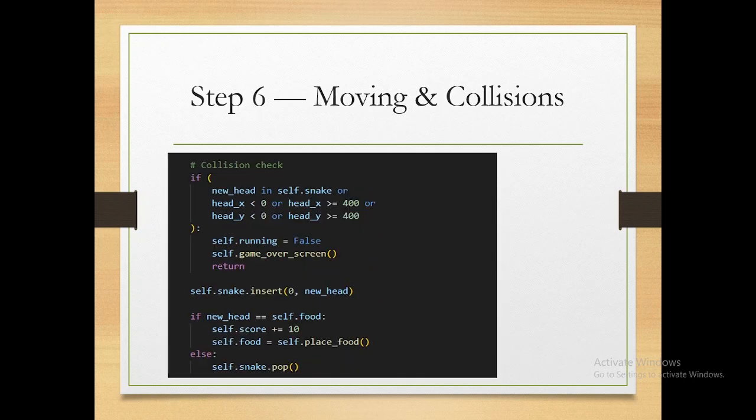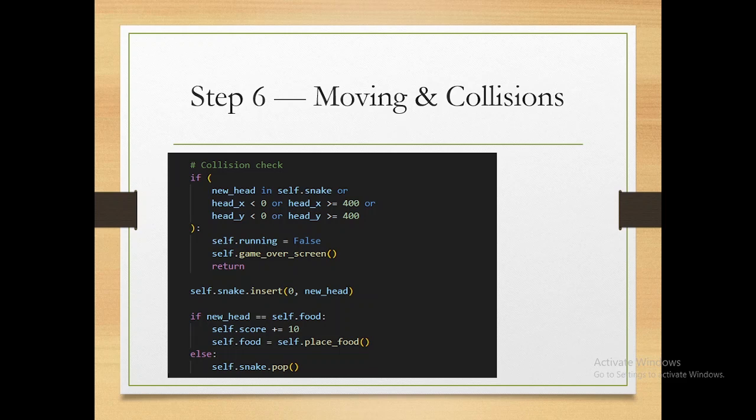Next, we check for collisions. If the new head position is already part of the snake's body, that means we've bitten ourselves. Or if the X or Y position goes outside the 400 x 400 game area, that means we've hit the wall. In either case, we set self.running to False, call the game over screen method, and stop this move.